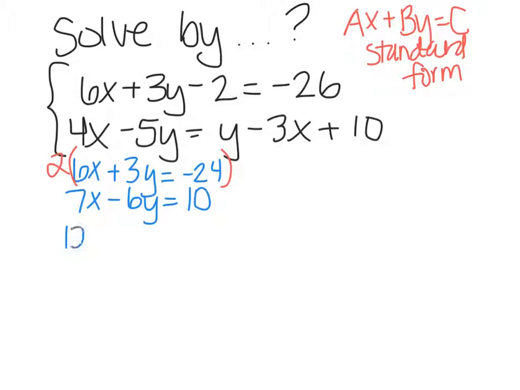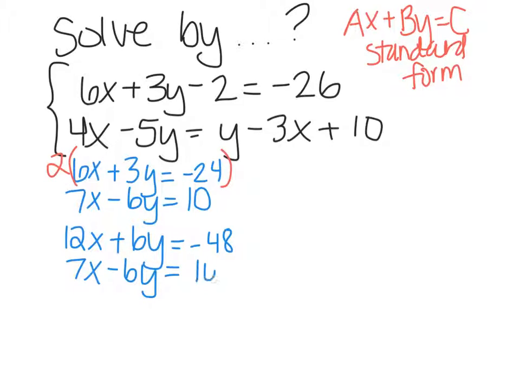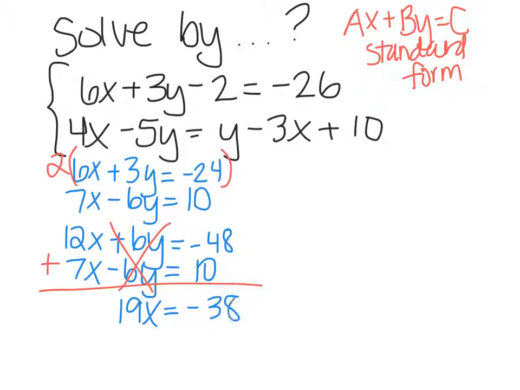So I'm going to have 12x plus 6y equals negative 48. I'm going to have 7x minus 6y, and that's going to equal 10. We add them up. The y's better cancel. I'm left with 19x equals negative 38. When I divide by 19, I better get that x equals negative 2.